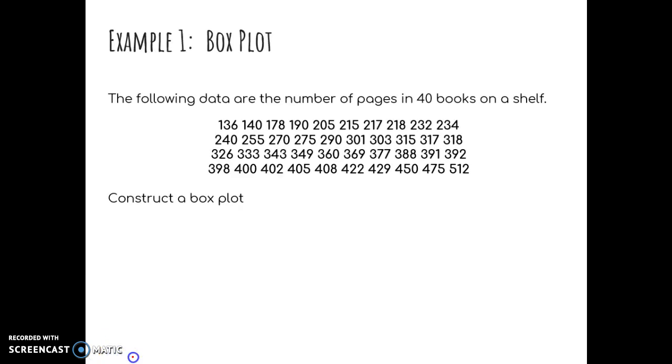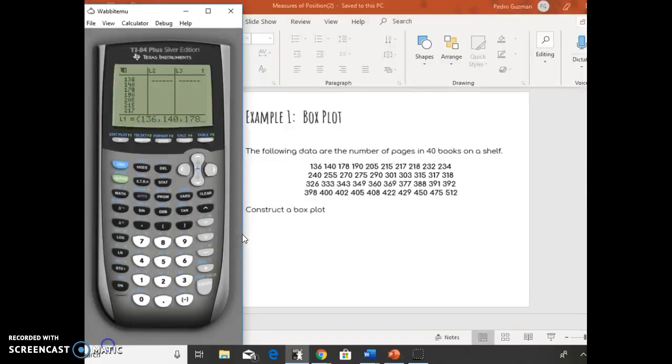Okay, so here is an example for a box plot. The following data are the numbers of pages in 40 books on a shelf. Construct a box plot. Okay, in order to construct the box plot, first we need to find the 5-number summary. So we're going to put the data into the list. So stat, enter, put your data in. Then we'll go to stat, calc, choose var stats, tell it which list, and go to calculate. And here's our 5-number summary: 136, 237, 322, 395, and 512.